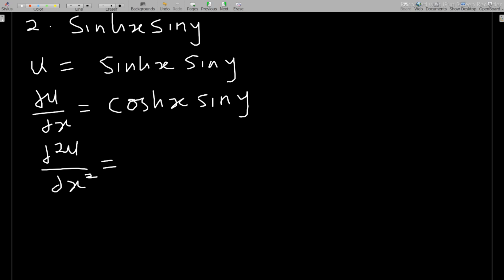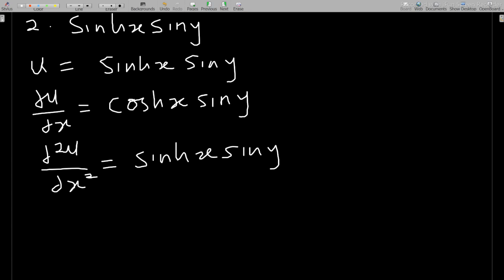Oh, sorry, you get cos... sine x. Sorry, you still get, when it comes to the hyperbolic function, it doesn't change. You still get sine x, it doesn't change any sign. I'm really sorry for that. Sine y. So you get sine x sine y. That's the second derivative of u with respect to x.